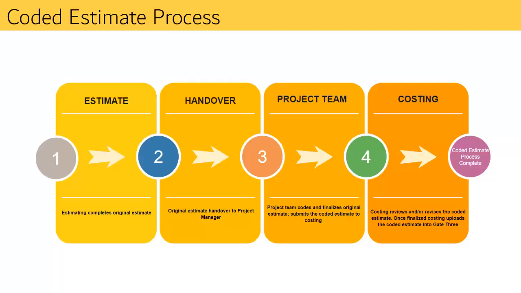Let's run through the steps of the coded estimate process. Step 1, the original estimate is put together by estimating. Step 2, the handover of the original estimate is delivered to the project manager. Step 3, the project team reviews and finalizes the coded estimate. And Step 4, costing audits the coded estimate that was submitted by the project team. Once the audit is finalized, costing uploads the coded estimate into Gate 3. This completes the coded estimate process.